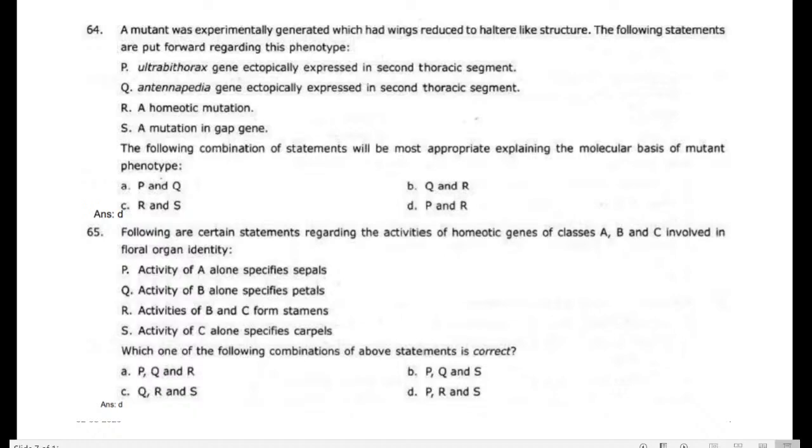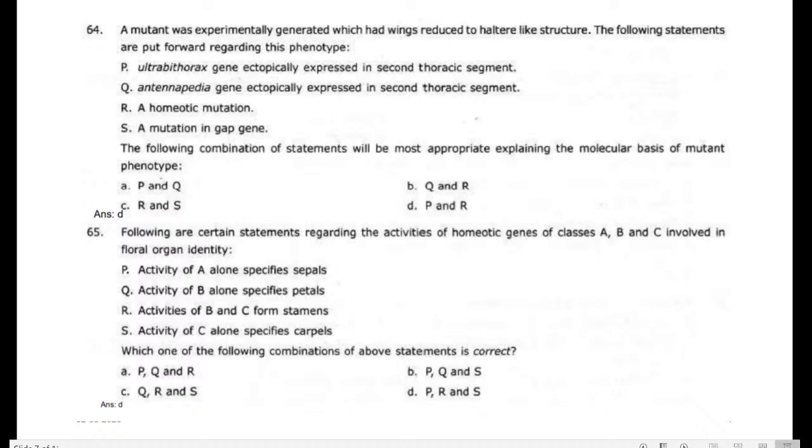These classes of homeotic genes have the function of ABC. The triple mutant would have no gene functions, but they determine normal floral development. As per the triple mutant, it lacks any organ function. If a mutation happens, it may cause problems. So that is very important.